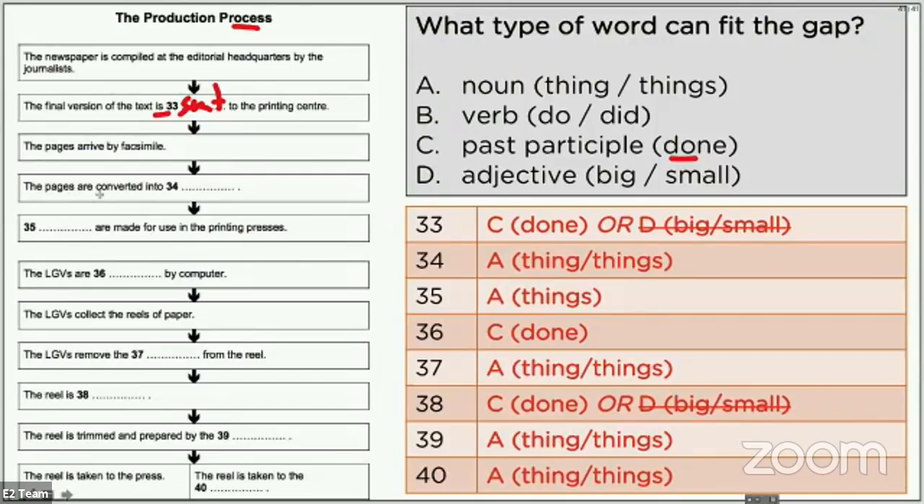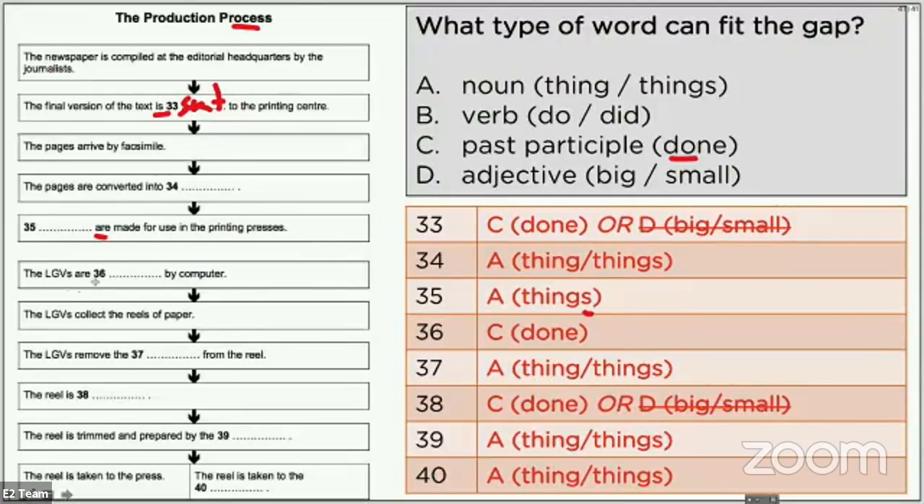Let's look at 34. The pages are converted into, well, thing or things. It's got to be a noun, right? Thing or things. What about 35? Something are made for use in the printing presses. Again, 35 would have to be things, plural, because look carefully, things are made for use in the printing presses. Whatever it is, newspapers are made for use, printers are made for use in the printing presses. Things, nouns.